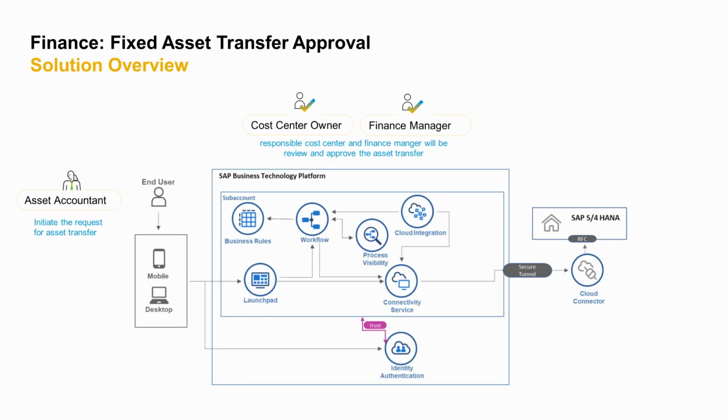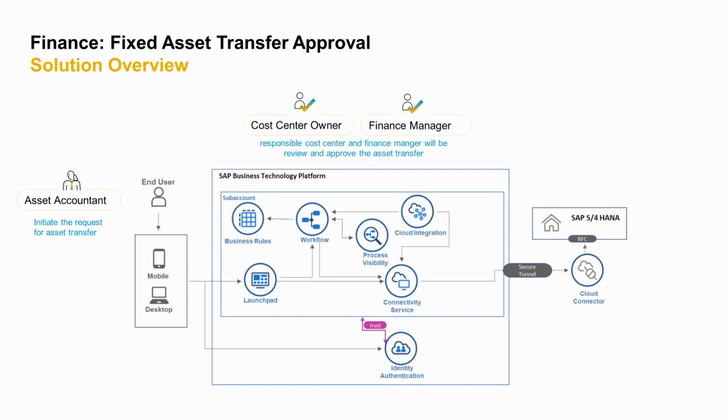To track this transaction, an asset accountant will select the asset from the back-end system for asset transfer. A workflow will be triggered for each such transfer, and the number range from 1 to 1,000 or more depending upon the size of the customer business. Approvers will be determined using business rules based on many factors, such as cost center, the size of the asset class, and so on. The respective cost center owners and finance managers determined by the business rules will then review and approve the asset transfer.